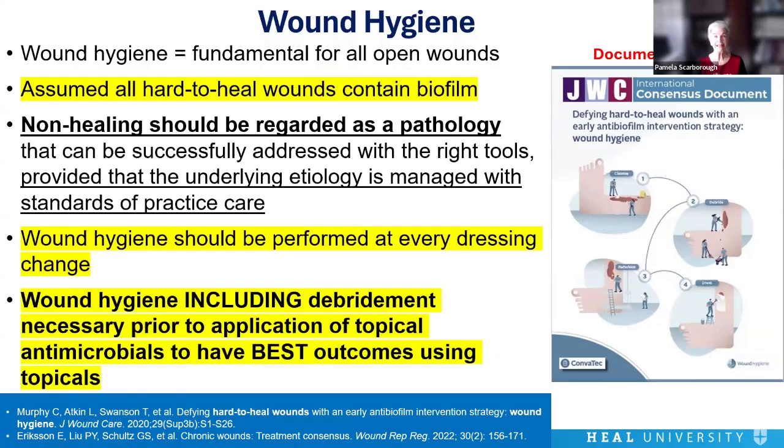Non-healing. Look at this slide. Non-healing should be regarded as a pathology, something stopping this wound from closing. And so we have to have the right tools. You have to have the underlying etiology correct. We don't always get the etiologies correct. You have to have your etiology correct, and you're going to manage that wound with the standards of practice.